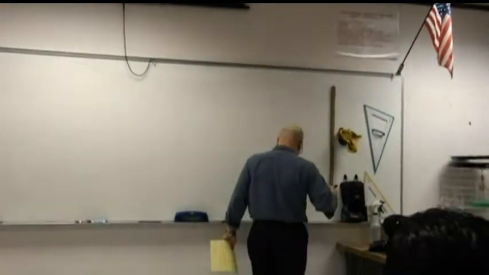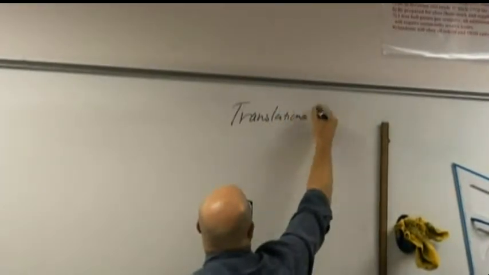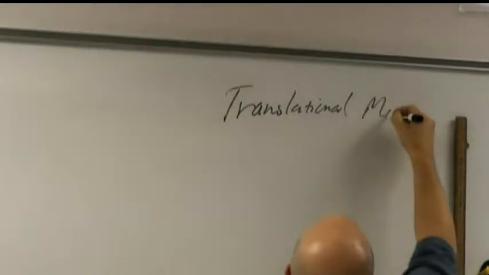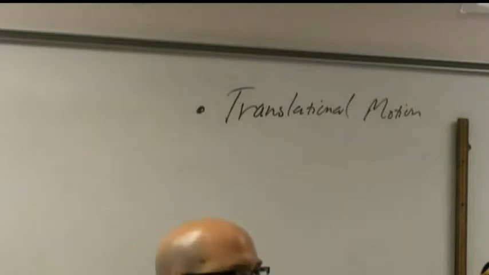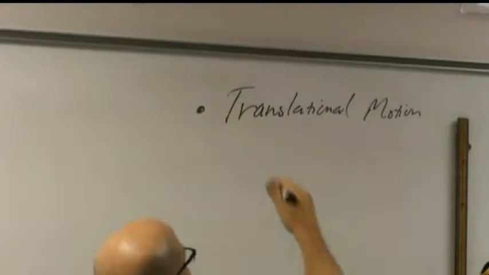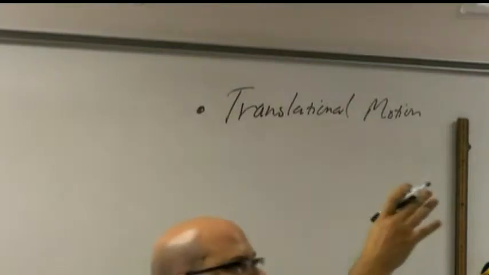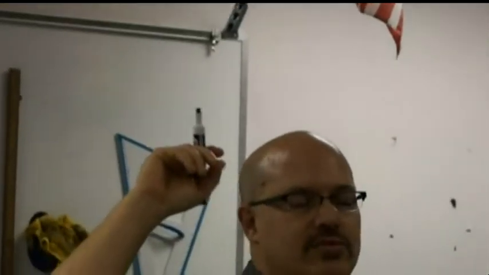Now we know that we have translational motion. In translational motion, we have translational kinematics. So we have x equals x naught plus v naught t plus 1/2 at squared, and all those relationships between displacement, velocity, acceleration, and all that, right?